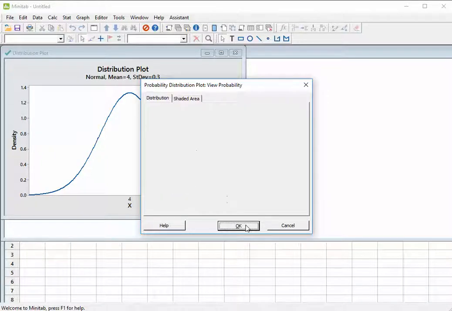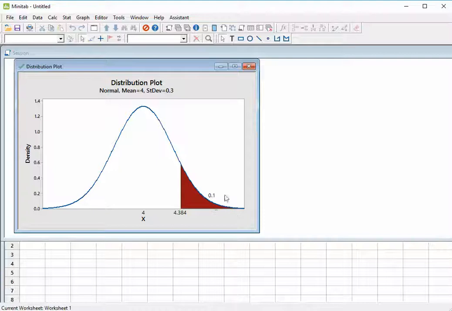Then click OK. Now this time, the 10% is what is going to be shaded above the bell curve. To find my answer, I look on the x-axis. So my answer here would be 4.4, depending on how the problem wants me to round.